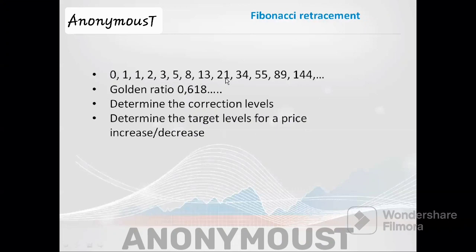This was invented by someone whose surname was Fibonacci, and this entire technical analysis pattern was introduced by him in his name. That is why it is known as the Fibonacci retracements. Now we have something called the golden ratio, which is 0.618. We'll see in our next slides how exactly we use the Fibonacci retracements. It is used to determine the correction levels and the target levels for a price increase or decrease.